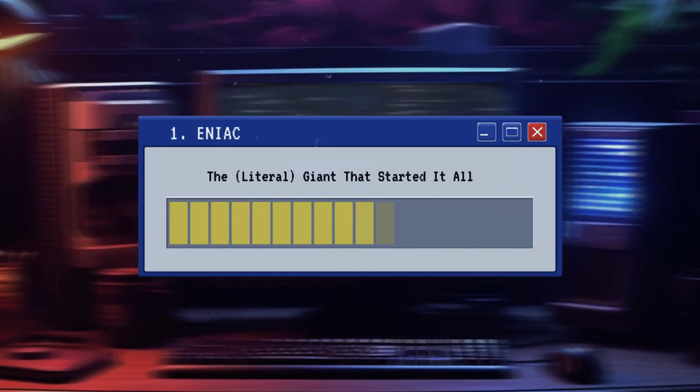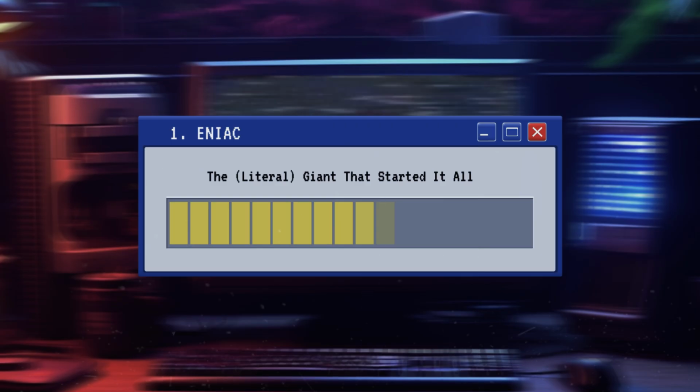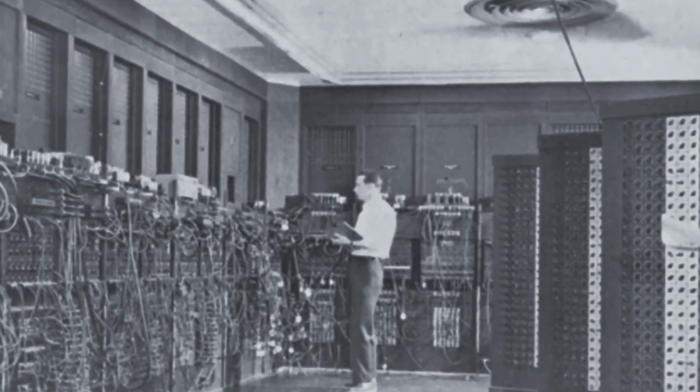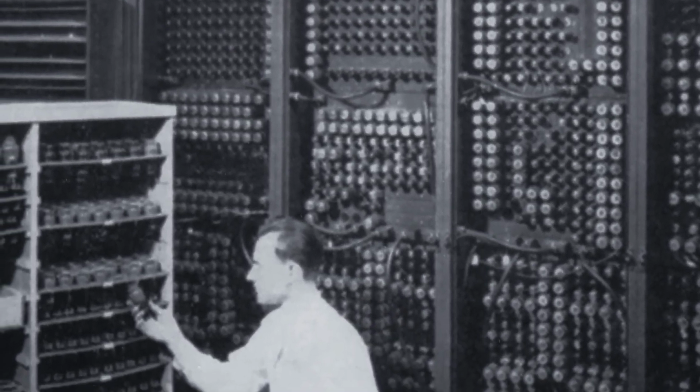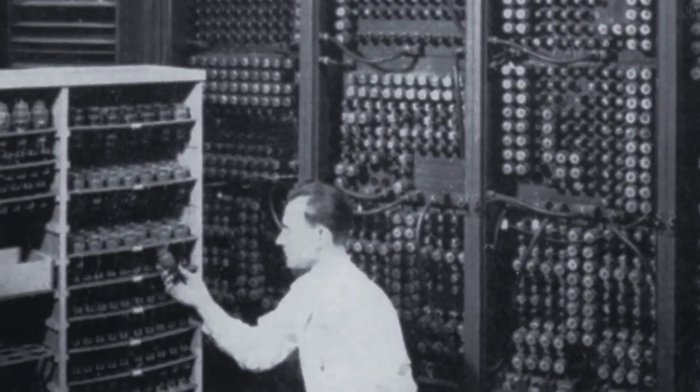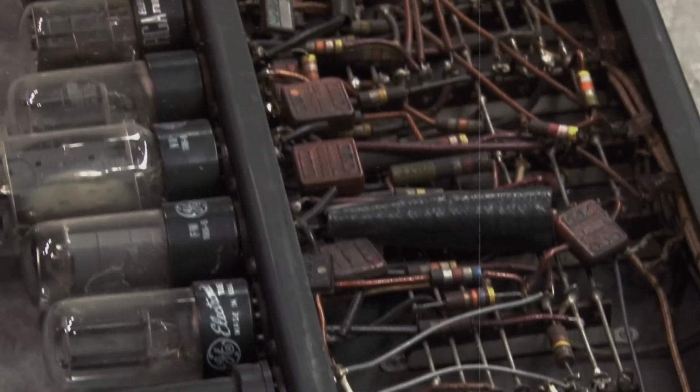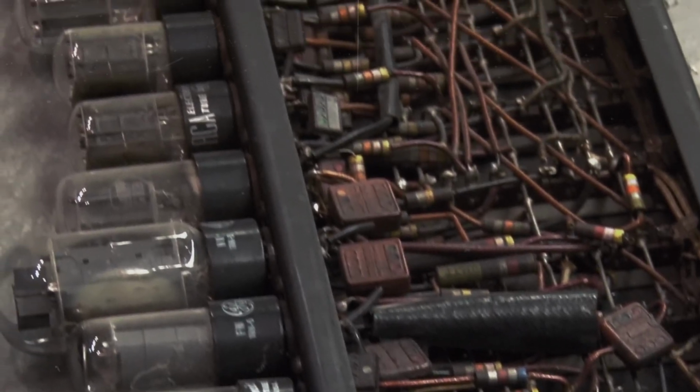Number 1. ENIAC, the literal giant that started it all. Let's start with the ENIAC. It was released in 1945 and was the first general-purpose electronic computer. It filled an entire room and required a small army to operate it.